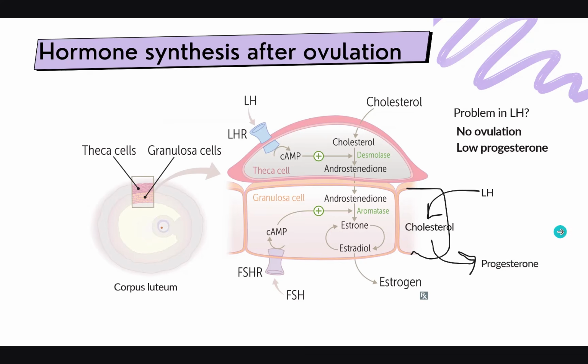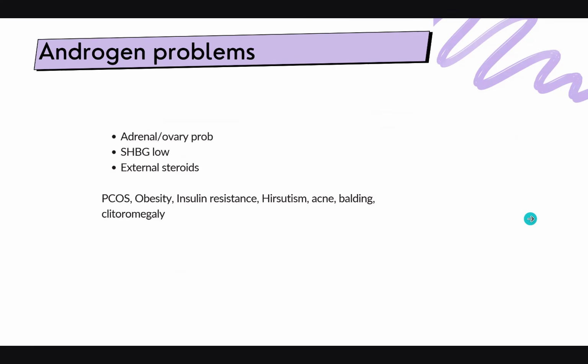All right. Now moving on to androgen problems. We talked about androgens, and they are released from the adrenal gland and from the ovary stromal cells. If there is a problem in either the adrenal gland or the ovary, there is a problem in androgens. Or if there is a problem in sex hormone binding globulin, again, this is a protein that binds to androgen and makes the androgen not work. If there's low binding globulin, there's increased free androgen and therefore more active androgen. Or if someone is taking external steroids.